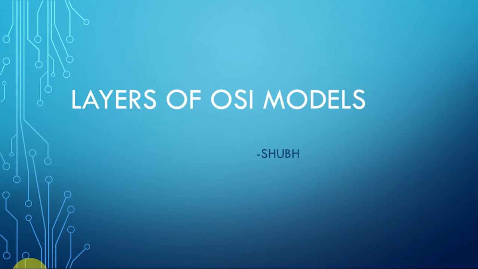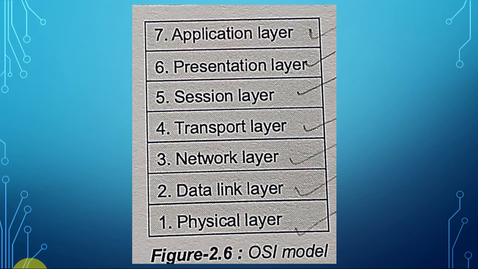Hello friends, in this tutorial we are going to discuss the layers of the OSI model. OSI stands for Open System Interconnection, and there are 7 layers of the OSI model. We are going to discuss them in detail one by one. These 7 layers are the application layer, presentation layer, session layer, transport layer, network layer, data link layer, and physical layer.